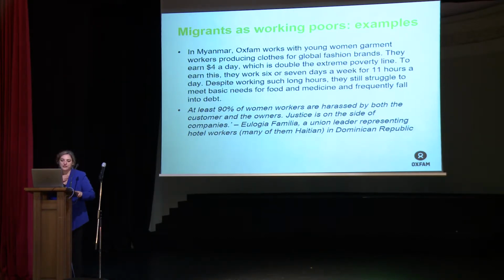We spoke to workers in Myanmar, who are not international migrants, but do migrate from the countryside to the big city to work, to produce clothes for global fashion brands. They earn $4 a day, working 6 or 7 days a week for 11 hours a day, and they still struggle to meet basic needs for food and medicine, and they frequently fall into debt.